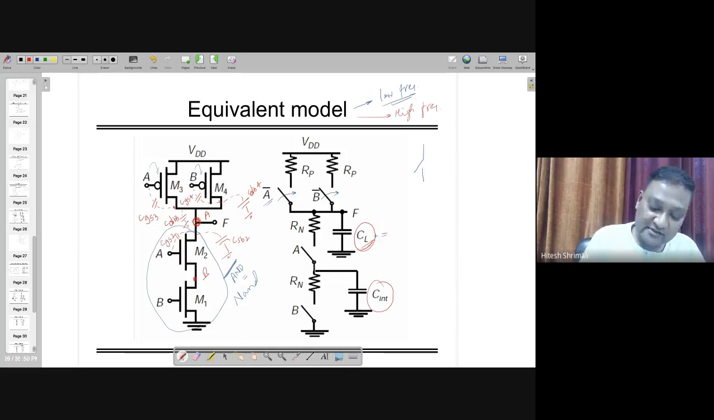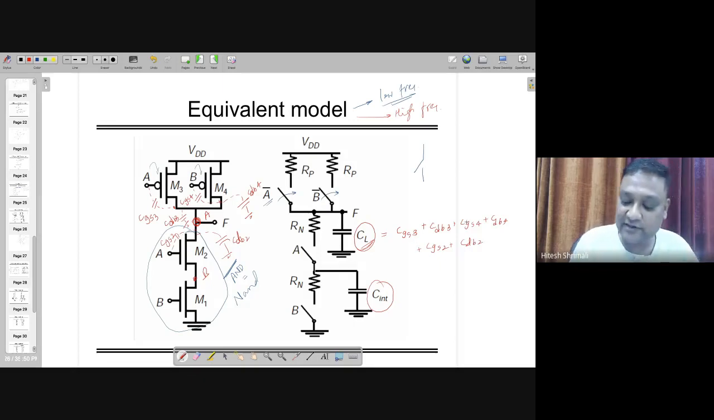So the load capacitance seen over here is going to be equal to CGS3 plus CDB3 plus CGS4 plus CDB4 plus CGS2 plus CDB2. Notably, CGS and CDB all have some equivalent models which you can use. These are like half of the overlap capacitance, half of the oxide capacitance, and you can keep all these things and find them out, or you can just run a simulation and find out these values which are given in the simulator, all these capacitances.